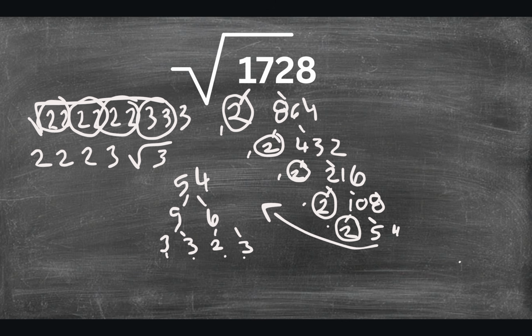2 times 2 is 4. 4 times 2 is 8. And then 8 times 3 is 24. And then we have the 3 underneath the square root sign. So the square root of 1728 simplified is 24 square root 3.